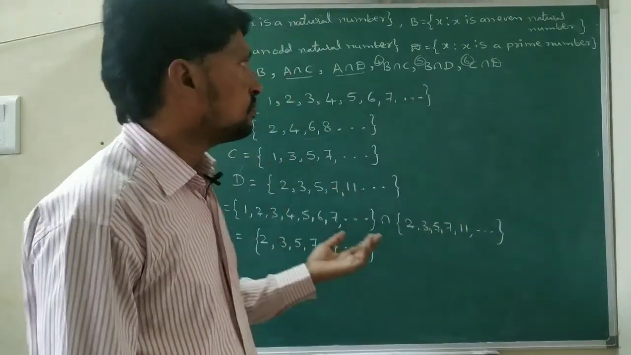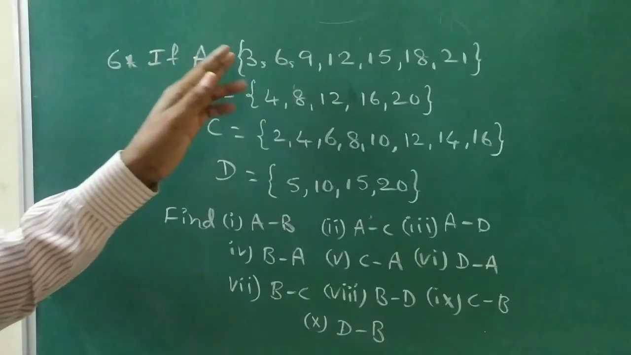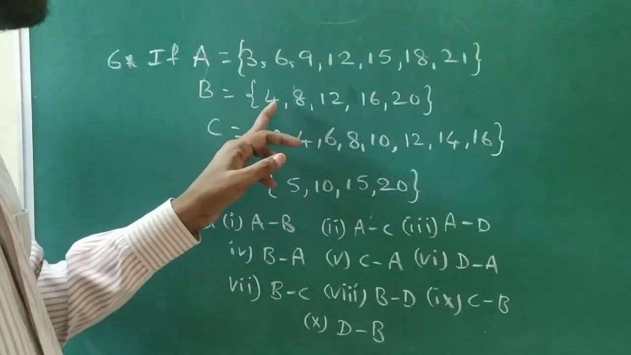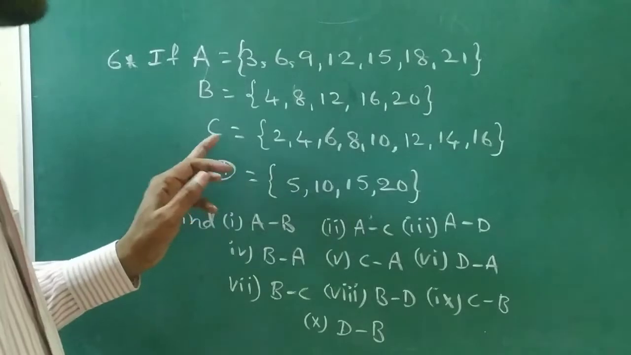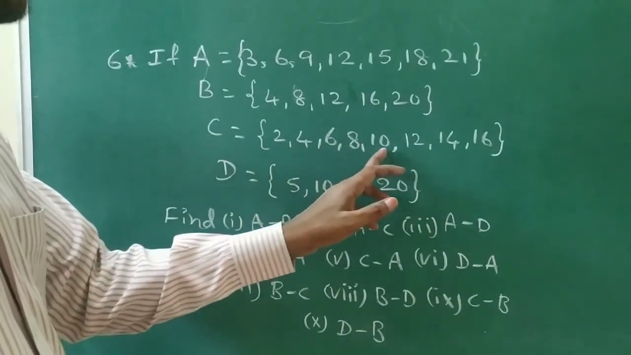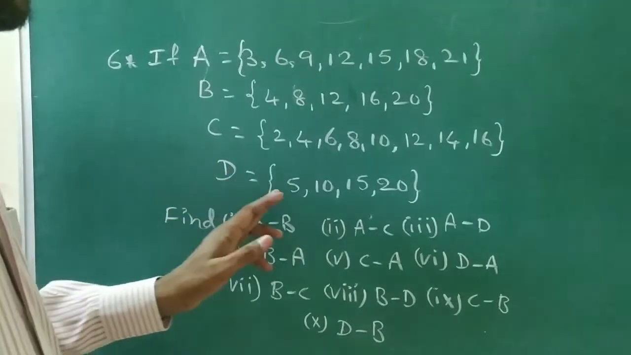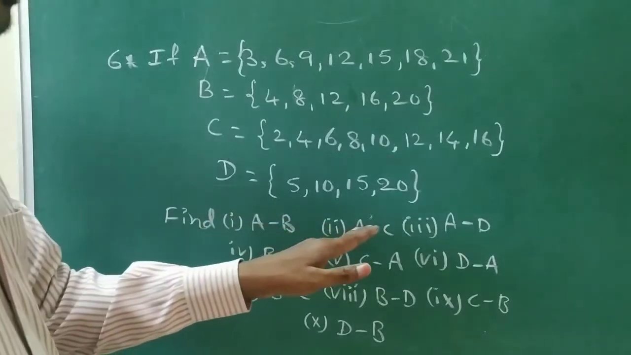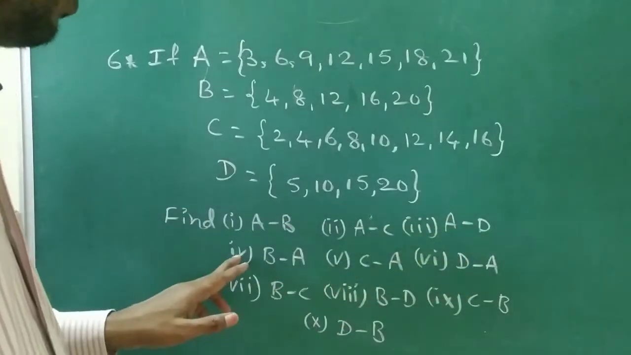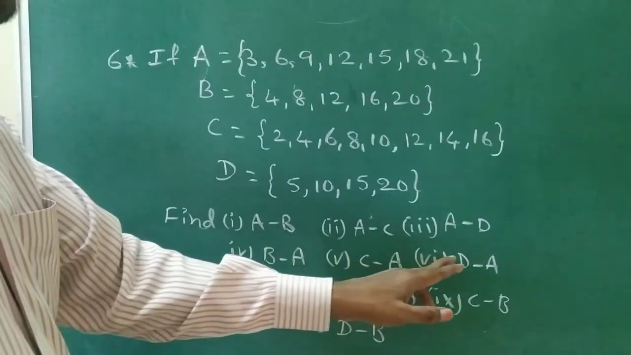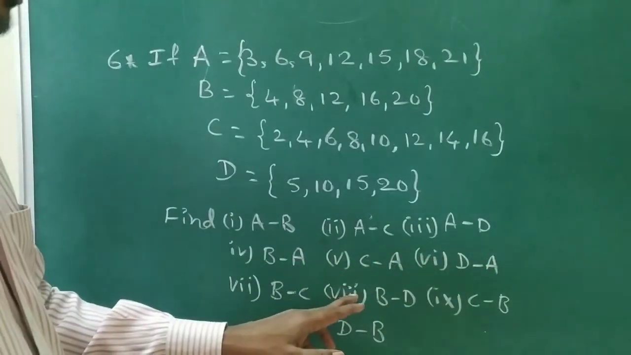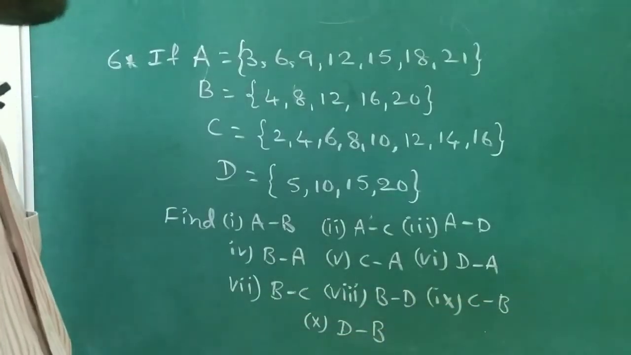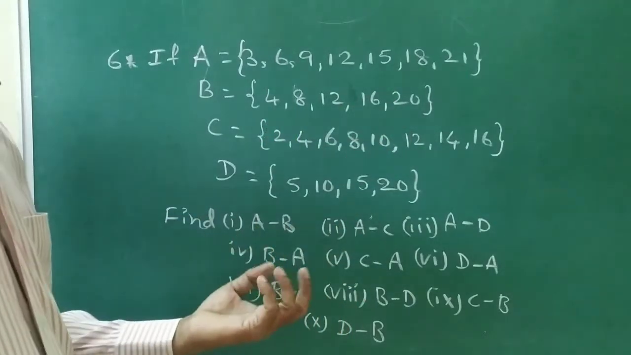Next problem, that is the sixth problem. If A equals the set of 3, 6, 9, 12, 15, 18, 21, B equals the set of 4, 8, 12, 16, 20, C equals the set of 2, 4, 6, 8, 10, 12, 14, 16, and D equals the set of 5, 10, 15, 20, then find: first A minus B, second A minus C, third A minus D, fourth B minus A, fifth C minus A, sixth D minus A, seventh B minus C, eighth B minus D, ninth C minus B, and tenth D minus A. So in all these problems we need to find the difference.